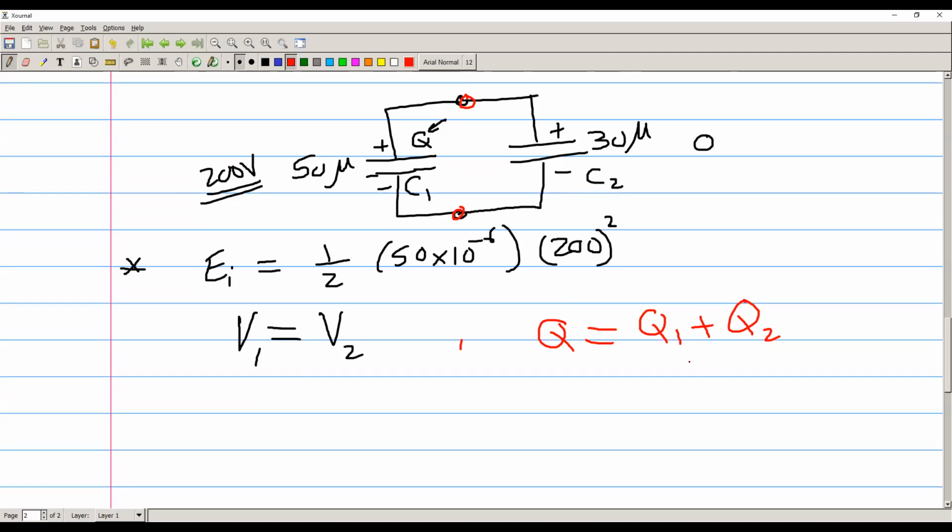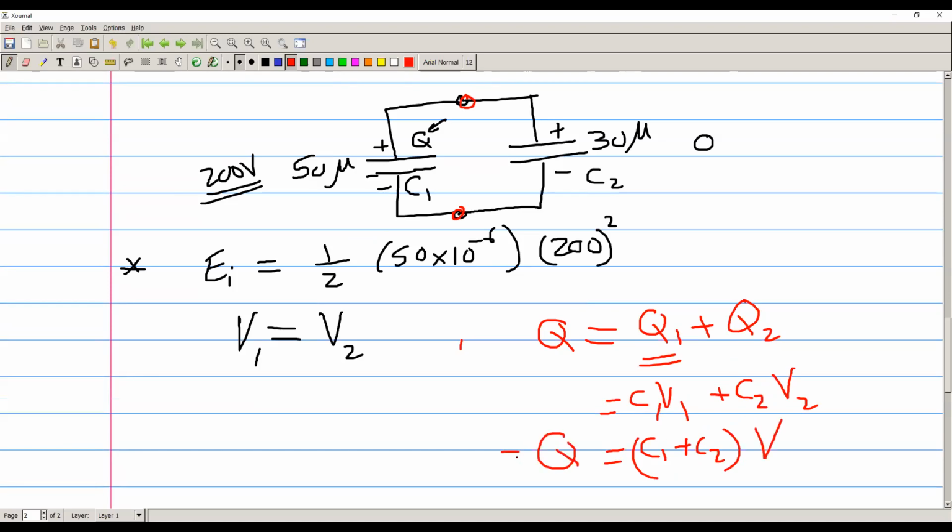So if I told you that Q1 is equal to C1 V1, and this will be equal to C2 V2, and V1 and V2 will be equal, then this will be equal to C1 plus C2 times V, which is not known yet.